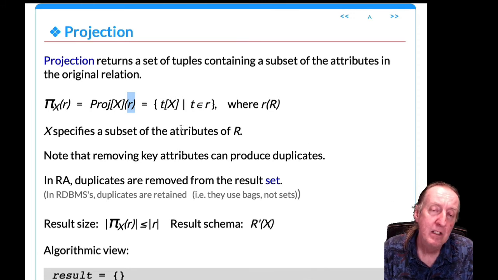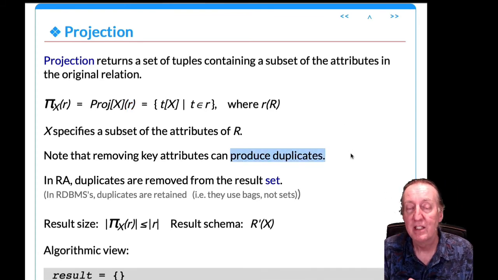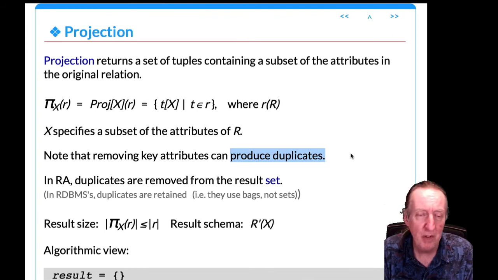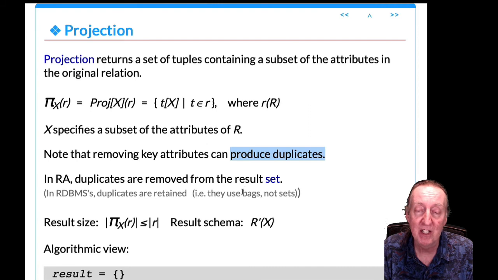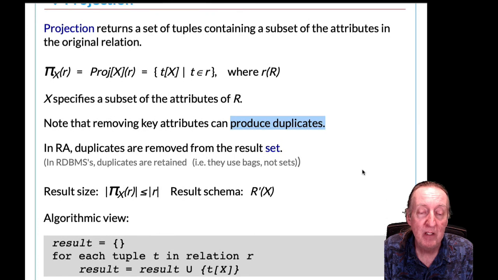Removing attributes means you might end up with two tuples that were originally different now being the same. So in theory we could produce duplicates. However, in relational algebra, relations are sets, so we never see those duplicates. Of course, we would see them in SQL because it doesn't implement set semantics, it actually implements bag semantics. Given that we might remove duplicates, it's likely that the result of a projection could be smaller than the size of the original table.